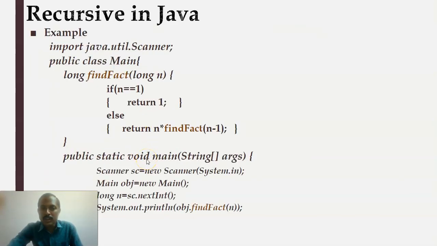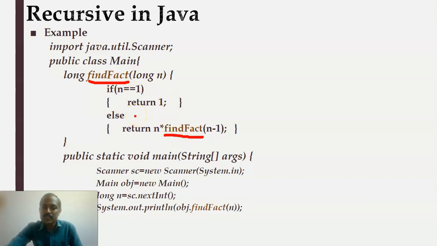So there is a small program. Now we are going to discuss finding the factorial of a given number by using a recursive method call. There is a function called findFact. Function or method, both are the same. findFact is a method, and this method calls itself. Within the findFact method, we are calling the findFact method itself. This is called a recursive function.